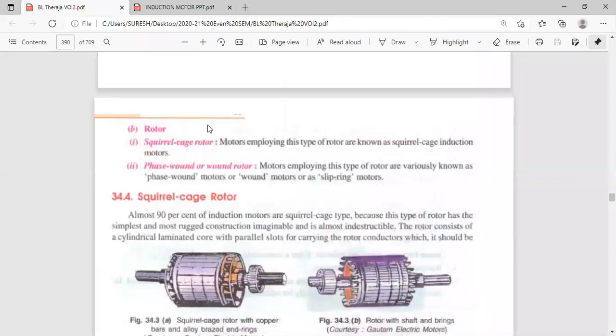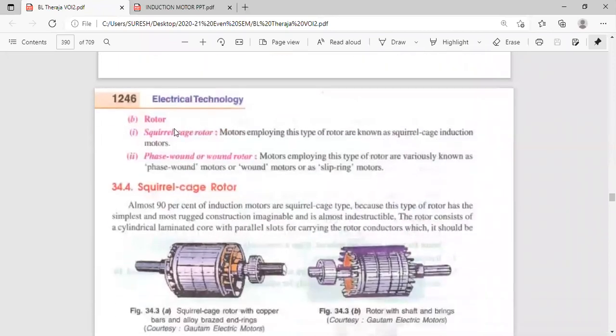See the rotor. Rotor is of two types. One is squirrel cage rotor and the other is slip ring rotor. First we will discuss squirrel cage rotor. Almost 90% of induction motors are squirrel cage. Why? Because the rotor has the simplest and most rugged construction. Okay. What do you mean by rugged construction for squirrel cage rotor?